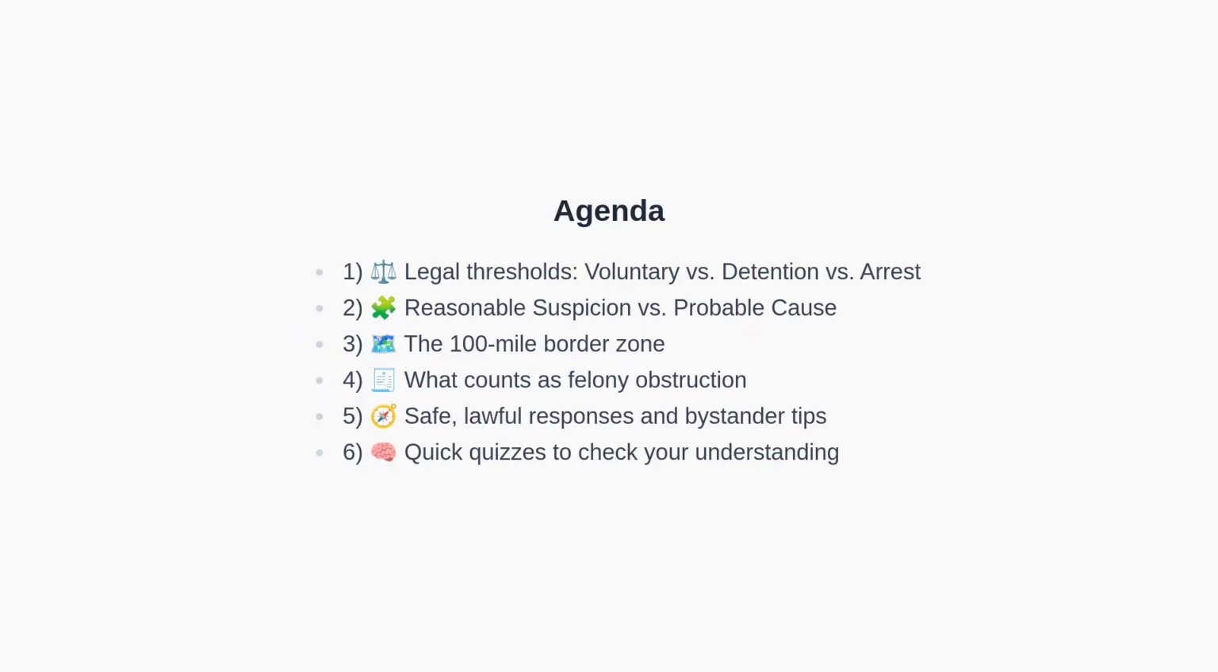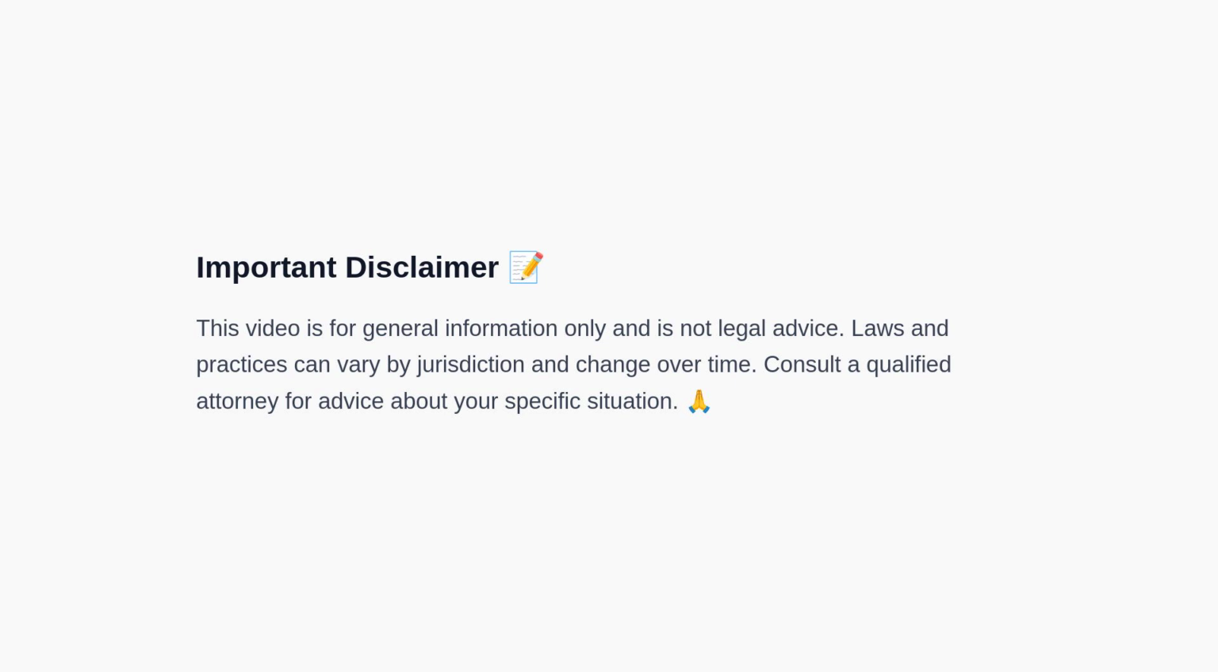Here is our agenda. First, legal thresholds: voluntary encounters versus detentions and arrests. Second, we will compare reasonable suspicion and probable cause. Third, we will discuss the 100-mile border zone. Fourth, we will list actions that constitute felony obstruction. We will provide lawful response guidance for bystanders. Finally, we will test your understanding with quick quizzes.